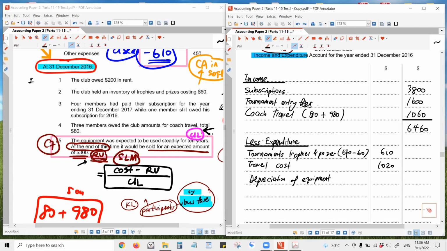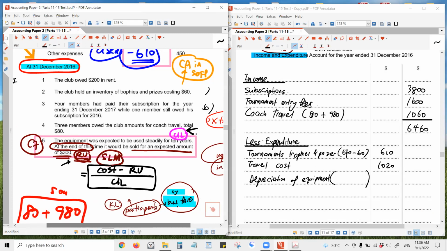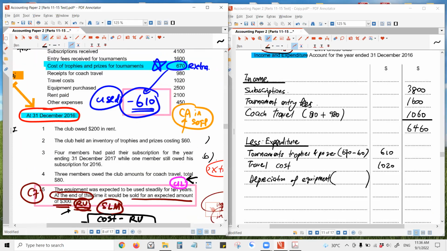Amount is what? So do the calculation. How much have you bought the equipment for? 2005. So present 2005 minus residual value 300, divided by 10. That's the calculation. Okay, 220.